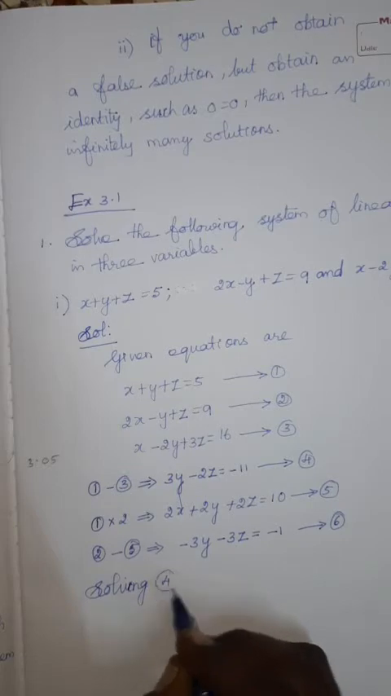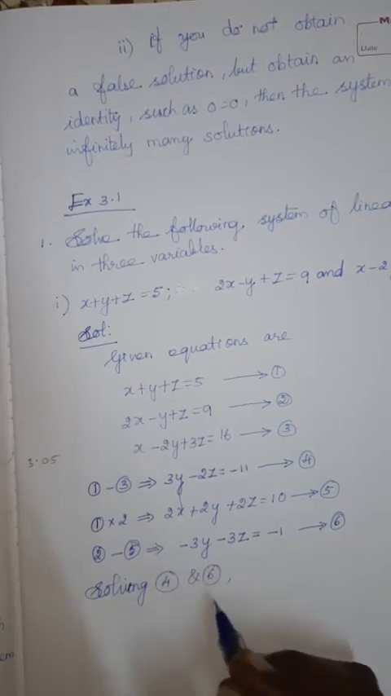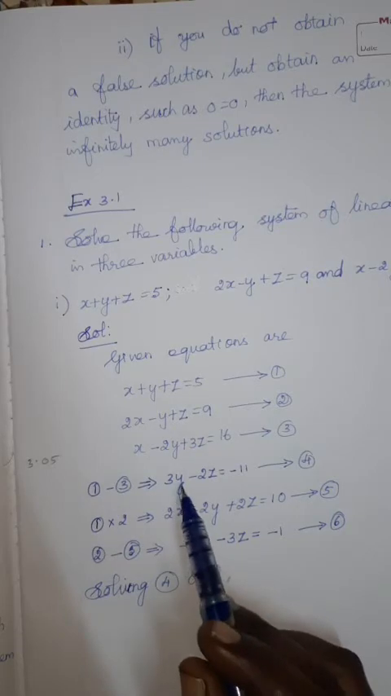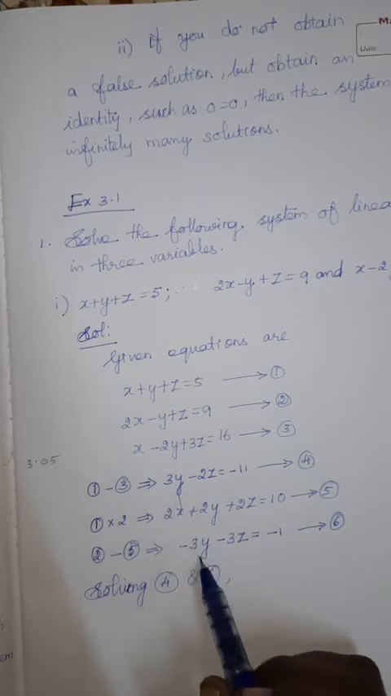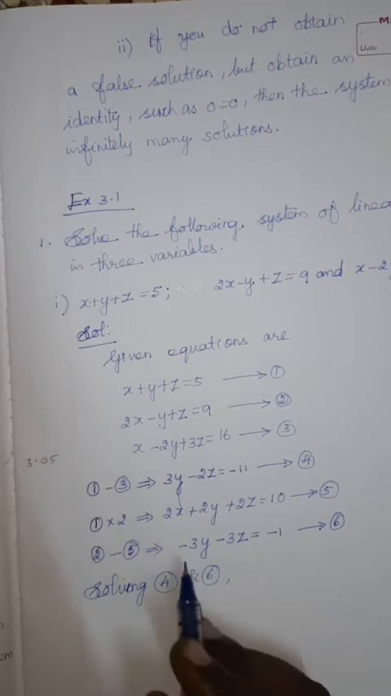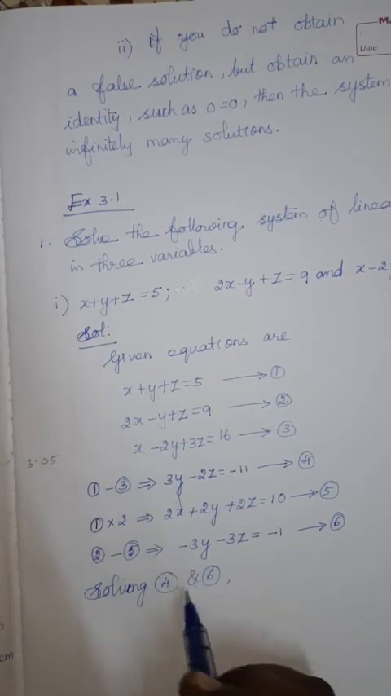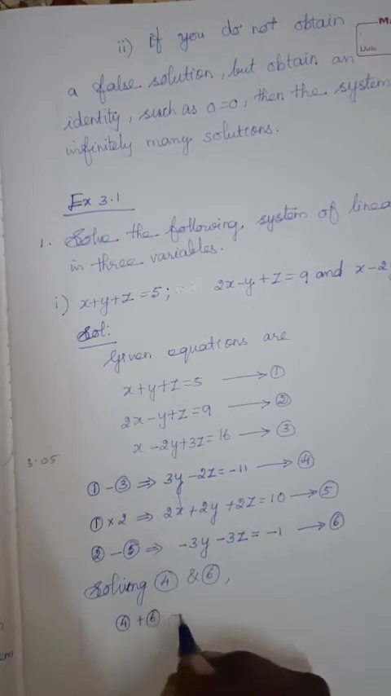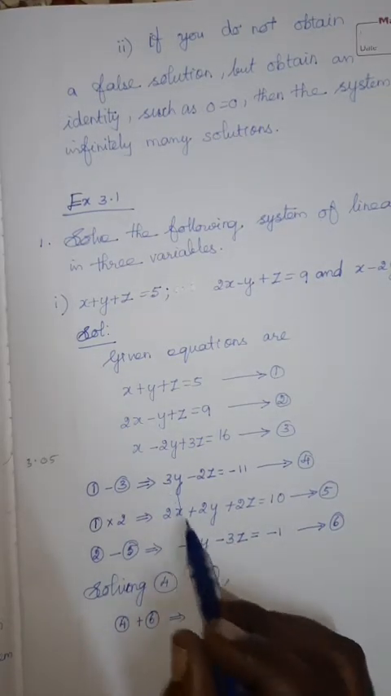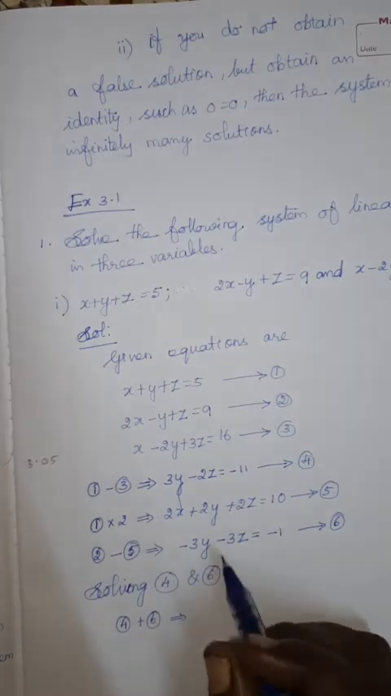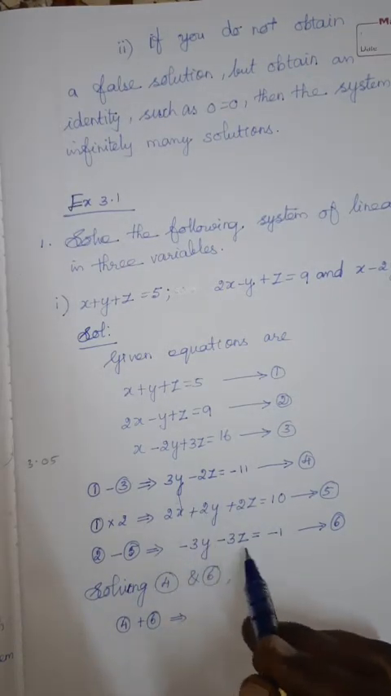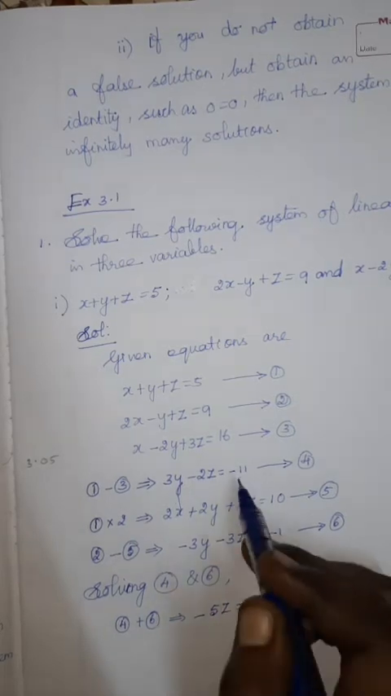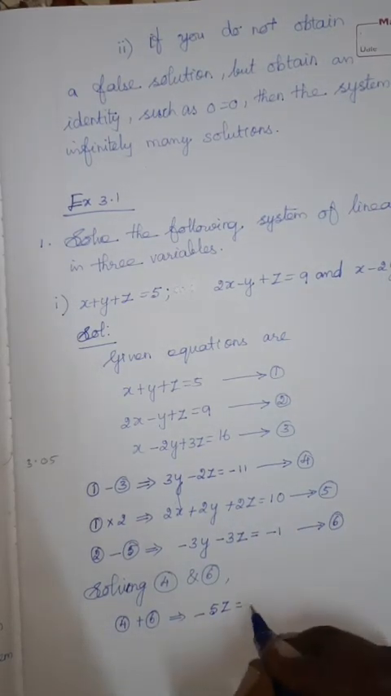Now you can solve the fourth and sixth equation. Solving equations 4 and 6, what do you get? Here the y term coefficients are same, so we can eliminate the y term. Since the signs are different, you have to add. So equation 4 plus equation 6, what do you get? 3y minus 3y, it is cancelled. Minus 2z minus z means minus 3z equal to minus 11 minus 1, it is minus 12.